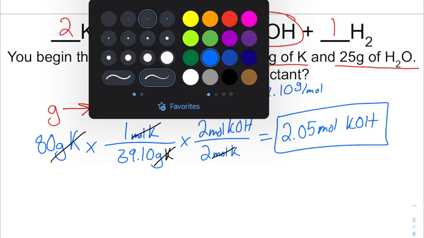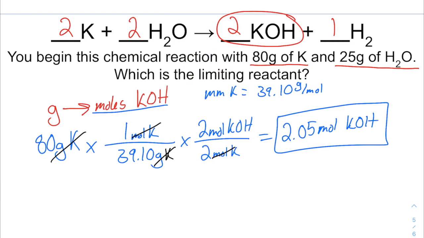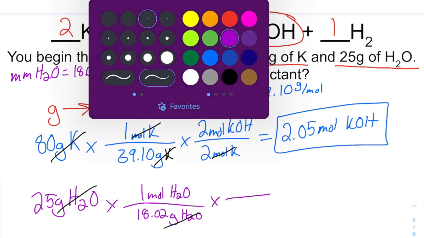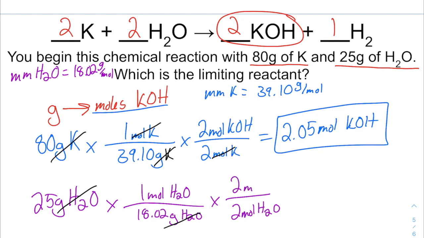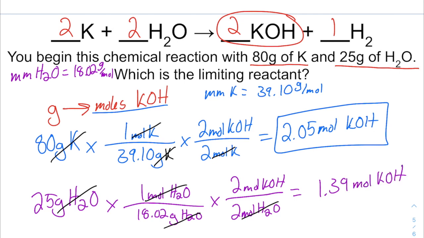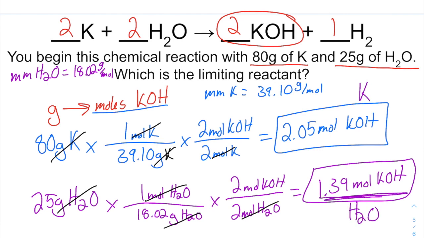Let's go ahead and do the exact same thing now for the amount of water that they gave us, which is 25 grams of H2O, and the molar mass of H2O is 18.02 grams per mole. Again, real quick, here's the stoichiometry for this one. Going from grams to moles of water using the molar mass, then going from moles of water to moles of KOH, because we want to use the same product to compare, using a mole ratio. Multiply top, divide by bottom. Based on these two amounts, which is our limiting reactant, potassium or water? In this case, it would be water because it was able to make less of a product. We would run out of water first.